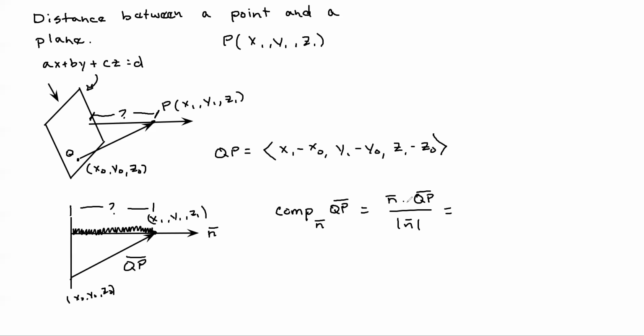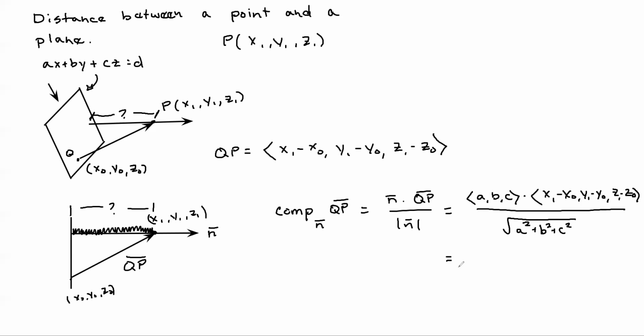And what is that? N, we said, is the normal vector. That's A, B, C. QP is right here above: X1 minus X naught, Y1 minus Y naught, Z1 minus Z naught. What is the length of N? It's the square root of the components squared.